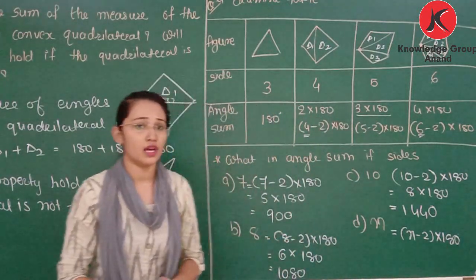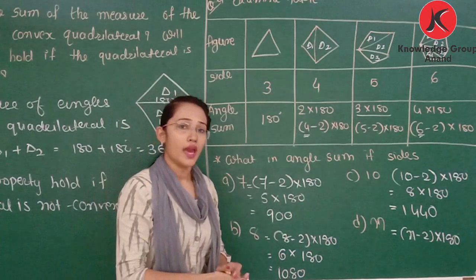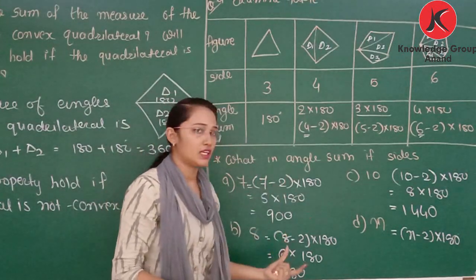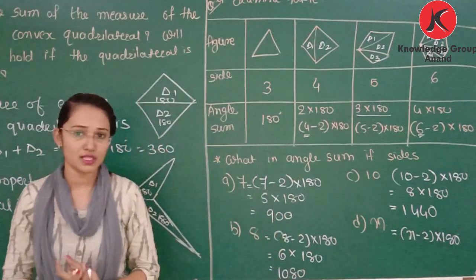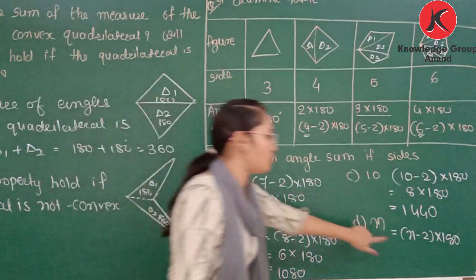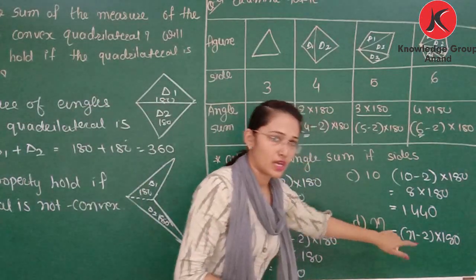Likewise, you can find the angle sum property for any polygon if sides are given. જો તમને sides આપી હોય તો એની angle sum property શું થાય એ તમે આ equation માં મૂકો એટલે તમને મળી જાય. Clear?